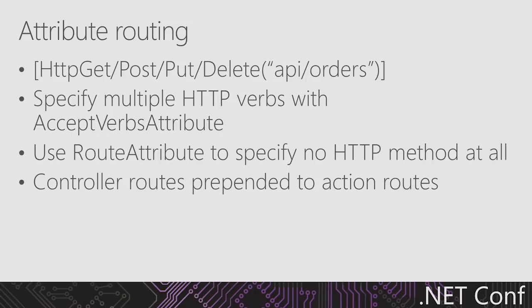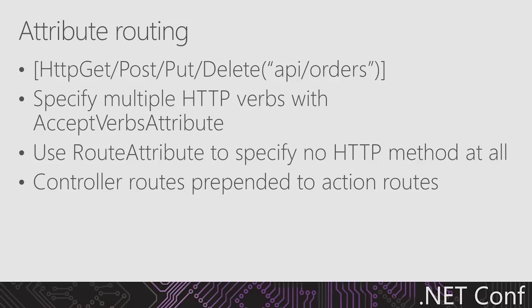Now, if you want to have an action method that handles multiple HTTP verbs, that's possible. It'd be tempting to just put multiple HTTP get, post, put, delete attributes on that action method, but that actually doesn't work. They are constraining the verb. So if you put two constraints, one that says it has to be get, and the other one says it has to be post, well, you're not going to get anything. So instead, you need to use the accept verbs attribute, which allows you to specify multiple verbs, and that will work. If you don't want to specify any HTTP verb at all, and just say, this is just the route, I don't really care what the HTTP verb is, or I'm going to specify it some other way, then there's also a generic route attribute that allows you to just specify the route template.